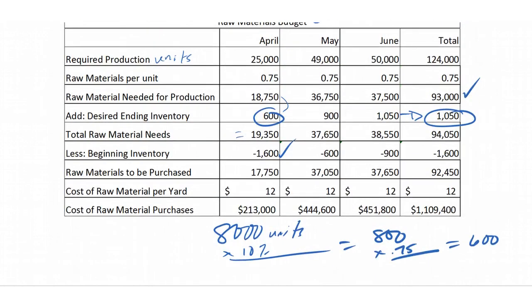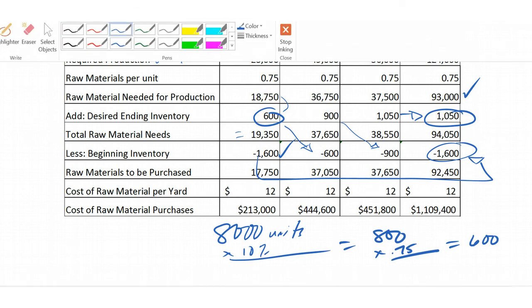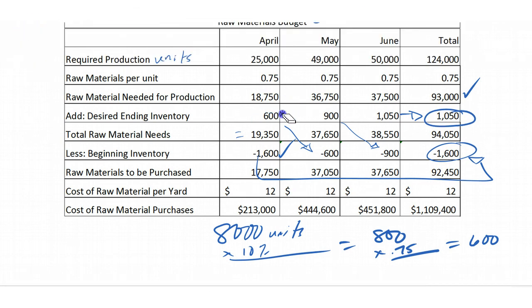And then of course, May's beginning inventory is April's ending. June's beginning inventory is May's ending. And the quarter's beginning inventory is April's beginning. All right, so that's a little messy. Let me erase that.